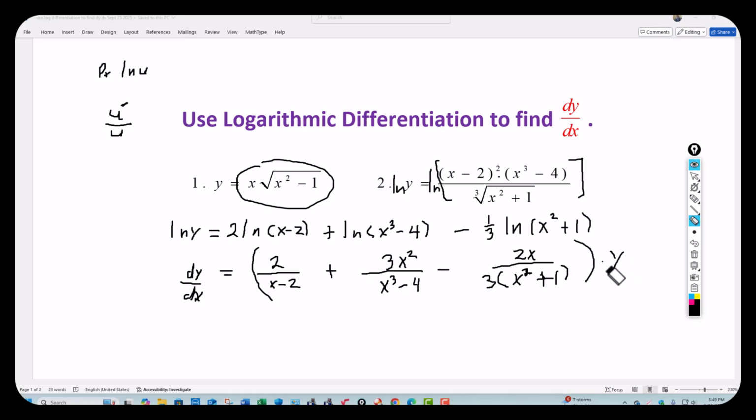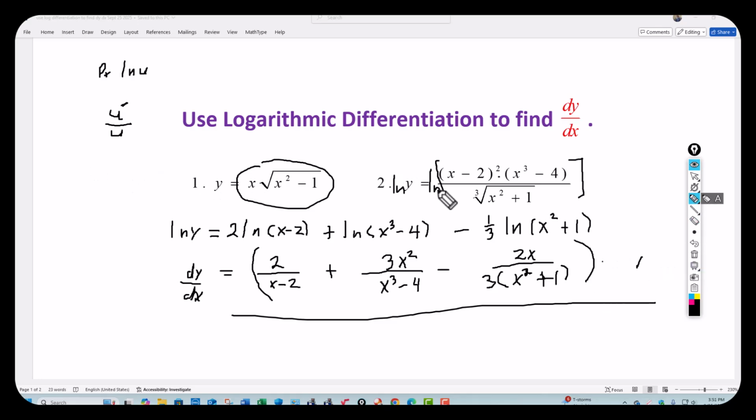So let's just replace it. Say this is x times the square root of x squared minus 1. And this is your answer. I wouldn't even bother trying to combine this, find a common denominator, especially if you're taking a test. I would just leave it like this. We got 2 over x minus 2 plus 3x squared over x cubed minus 4 minus 2x over 3x squared plus 3, multiplied by x times the square root of x squared minus 1. And I take it back here. This is y, but this is for problem 1.